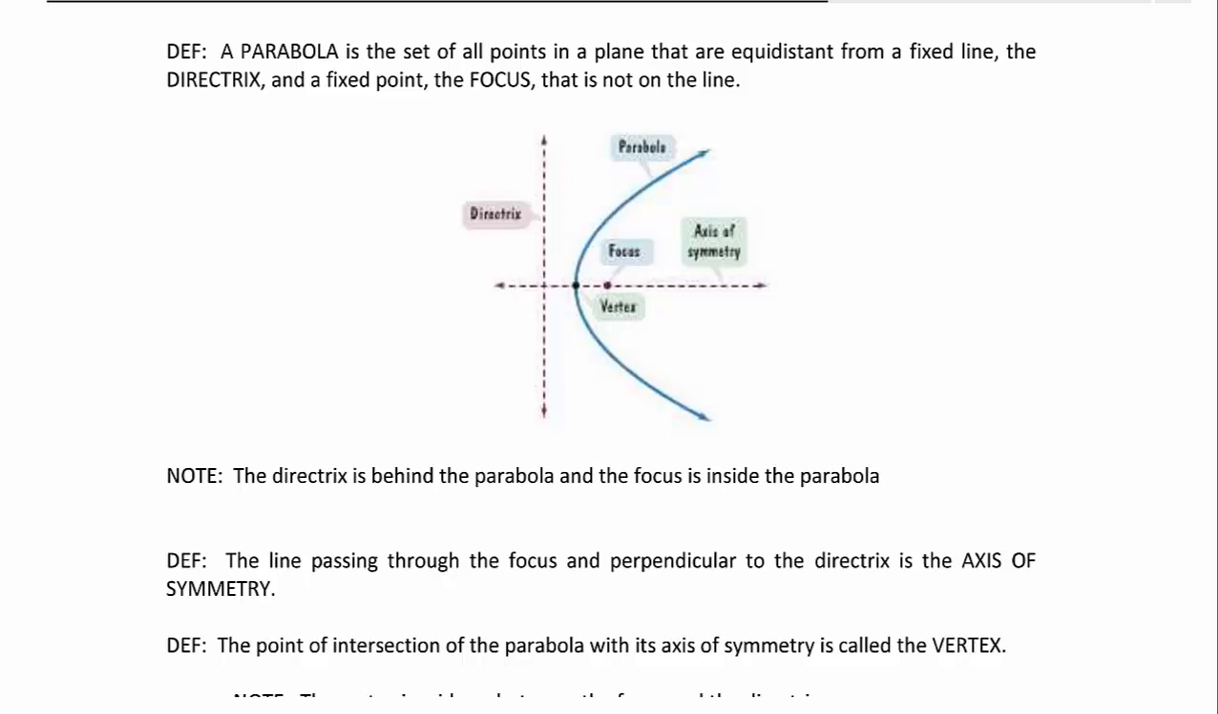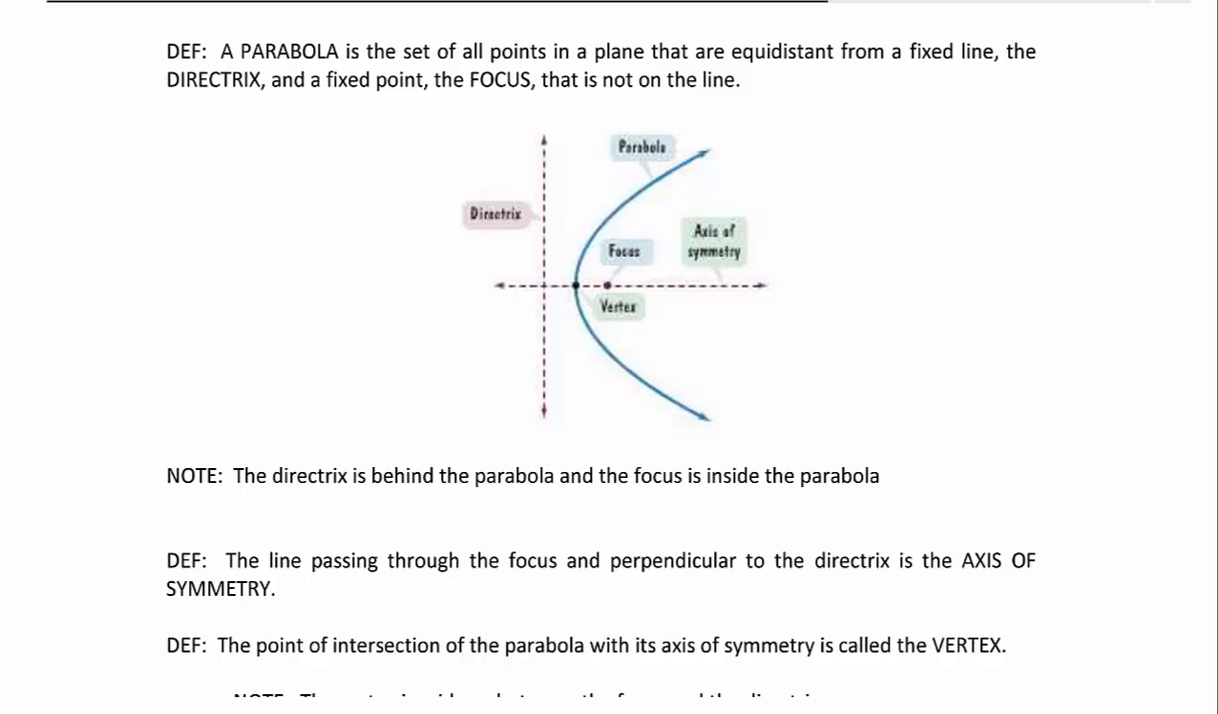This video introduces parabolas in the context of a conic section. We'll be looking at parabolas that not only open up and down, but also left and right. A parabola is the set of all points in a plane that are equidistant from a fixed line and a fixed point not on that line. The fixed line is called the directrix, and the fixed point is called the focus.